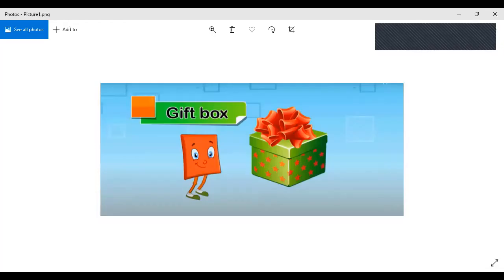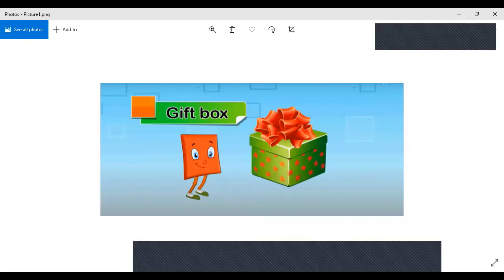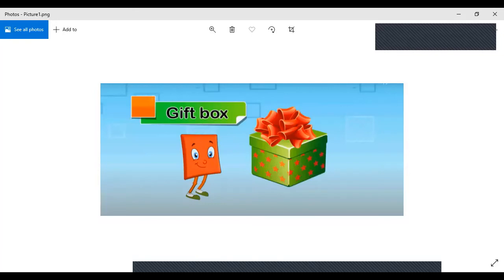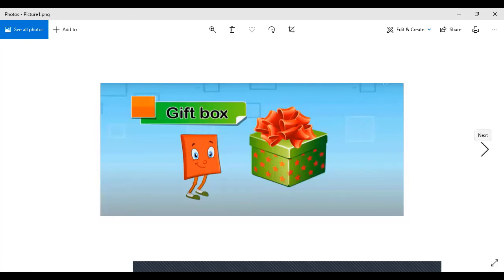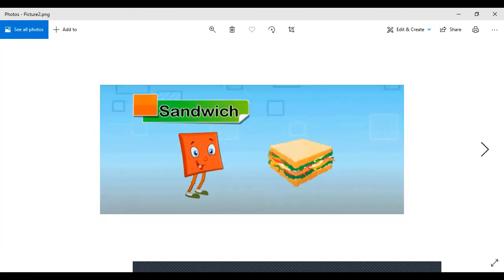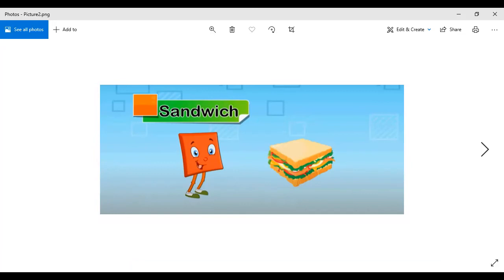Let's look at this first picture. What is this? It's a gift box, and it looks like a square, right? Does it look like a square? Yes, okay. Let's look at the next one. What is this? It's a sandwich. Yes. Does a sandwich look like a square? Yes, it does. Because if we talk about a slice of bread, all of its sides are equal in length, right? Okay, let's look at the next example.